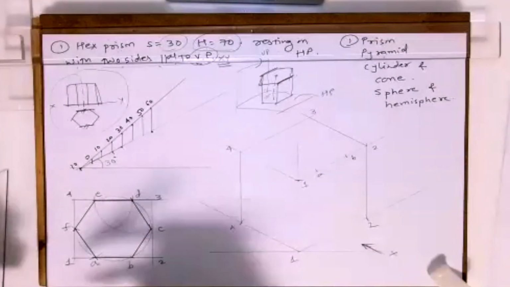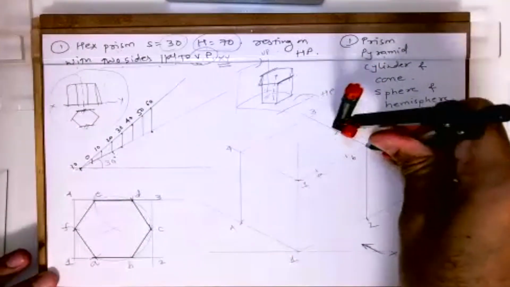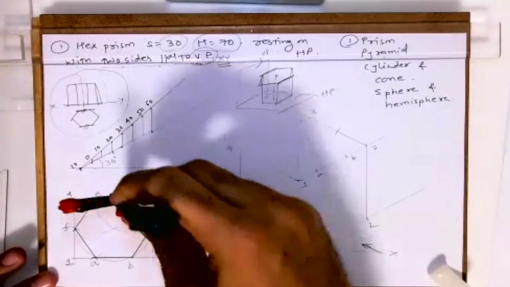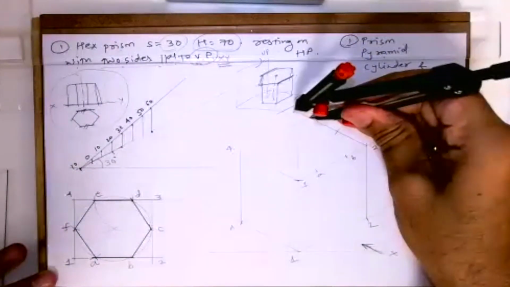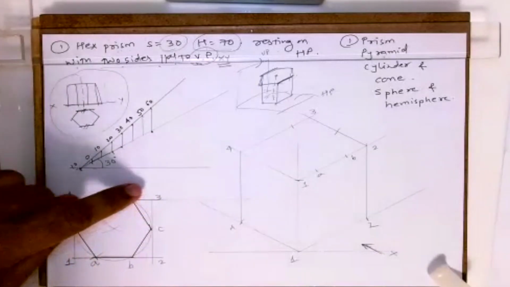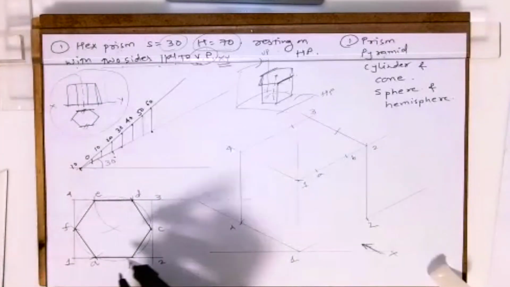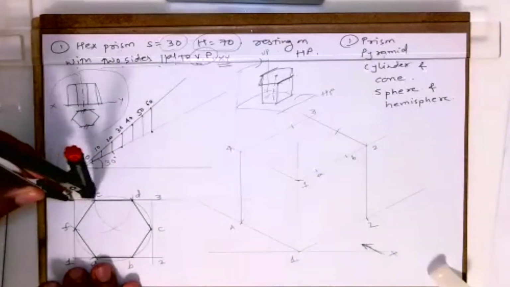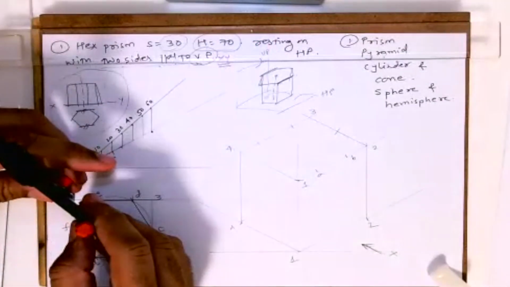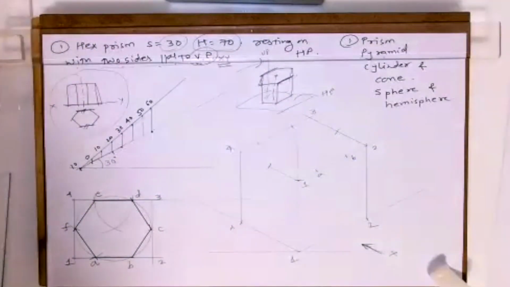A, B we got. Now take 2 to C. Then this distance is there. Then take 3 to D. Got it? Always remember, I'm taking dimensions from 1 to 3. I'm not taking B to C, C to D. I'm not taking any inclined distance. I'm taking all this distance. Then take 4 to E, and then 4 to F. So we got the hexagon.